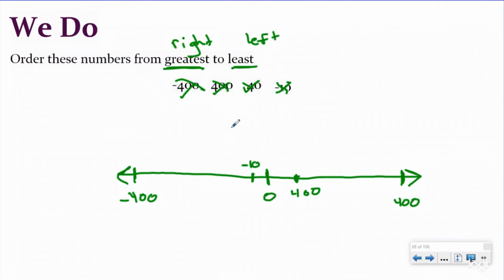Now we want to order them. And again, we're going from greatest to least, which means we want the biggest one first. I see that the furthest number to the right was 400, so I'm going to say 400 is greater than, the next one is going to be 40. I think I wrote too many zeros there the first time as I was trying to rush. And that's going to be greater than negative 10, because that's the next one to the left. And then the smallest one, the one furthest to the left, was negative 400.